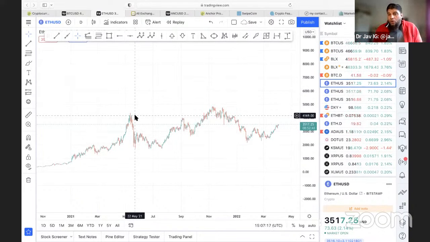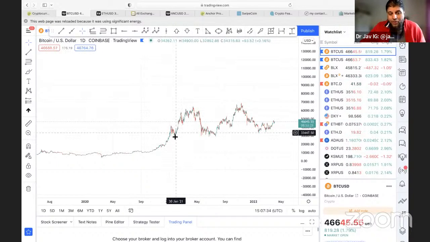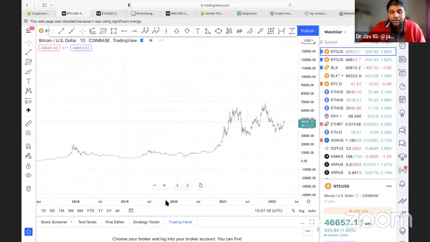Now, when it comes to altcoins, and Ethereum is an altcoin, so any other coin in addition to Bitcoin is classed as an altcoin. What you'll find happens is that the altcoins lag behind Bitcoin. So the price for Bitcoin will go up, and it'll go up very, very quickly. And the other coins, the altcoins, will lag behind Bitcoin.